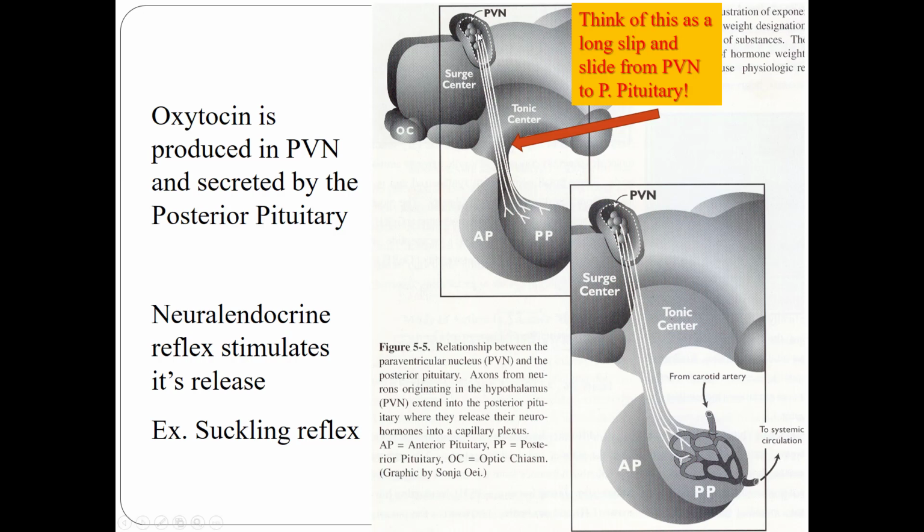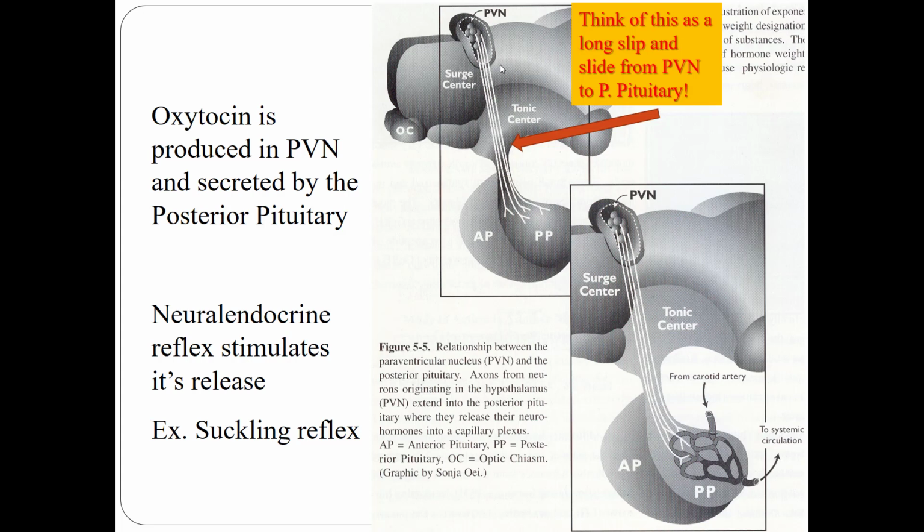So these axons, the cell body is in one tissue, and the dendrites are in a completely different tissue. And so you can think of the axons here as a really long slip and slide. And so they stretch a really, really long way.